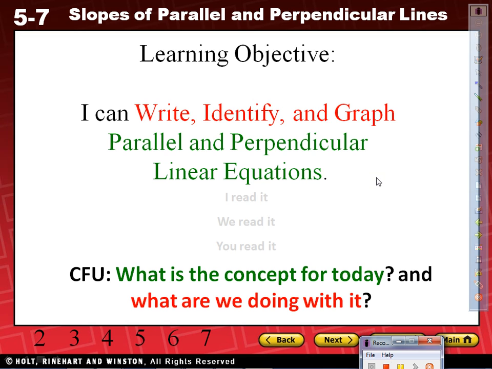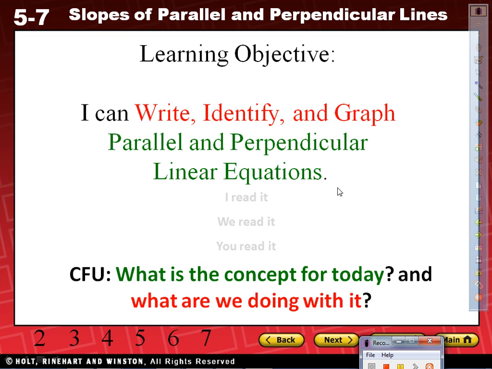All right, our objective for today: I can write, identify, and graph parallel and perpendicular linear equations. Let's read together. 1, 2, 3. I can write, identify, and graph parallel and perpendicular linear equations.